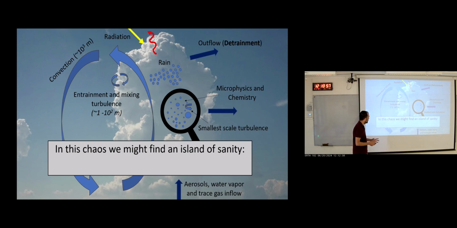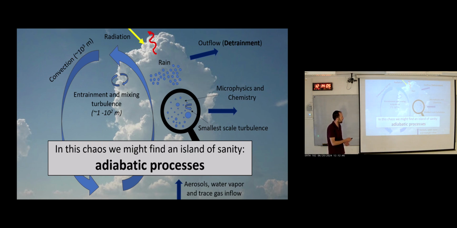So first we were thinking, okay, maybe we can find an island of sanity for all this chaos. What are the places that we can go to? And of course the answer was the adiabatic processes, which is the simplest thing that I learned here in my first year in the bachelor's degree. That's the simplest way to describe the atmosphere.